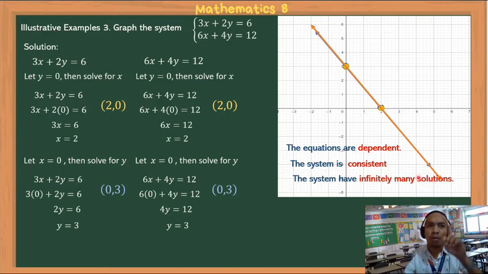Take note, we find the solution to the given system at the point of intersection of the given lines. But in this case, since these are coinciding lines and a line is made up of an infinite number of points, we can say that this system has infinitely many solutions.